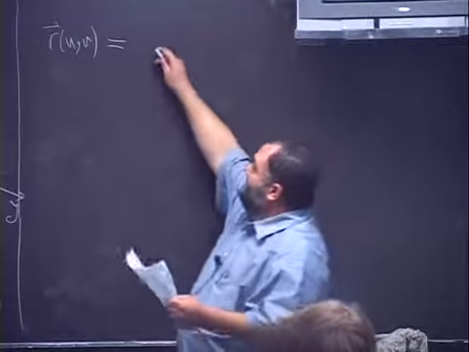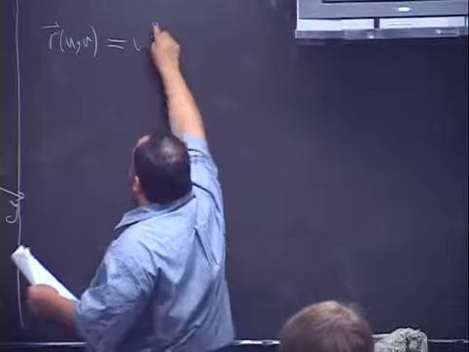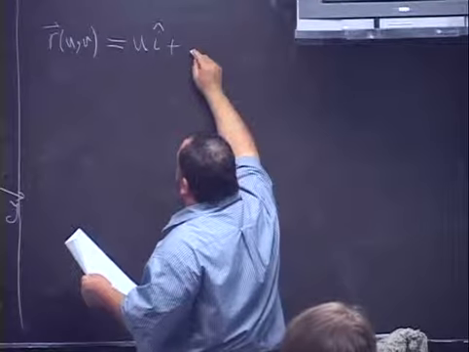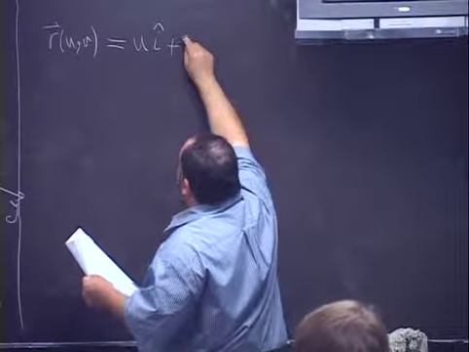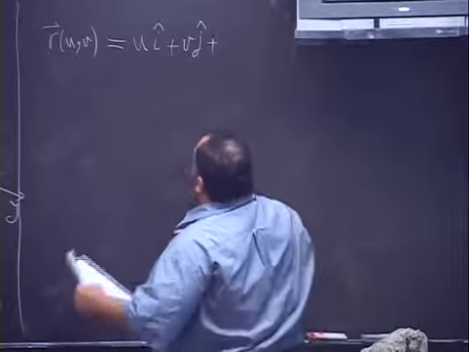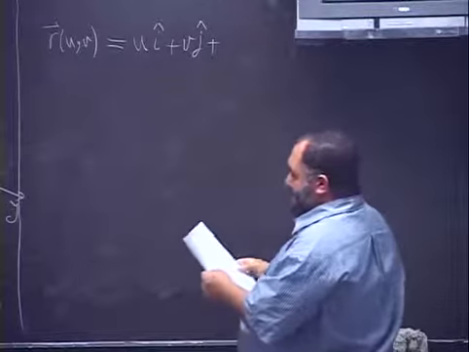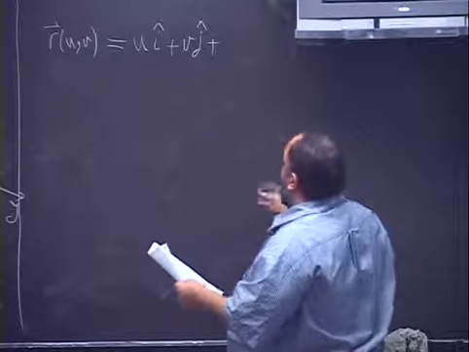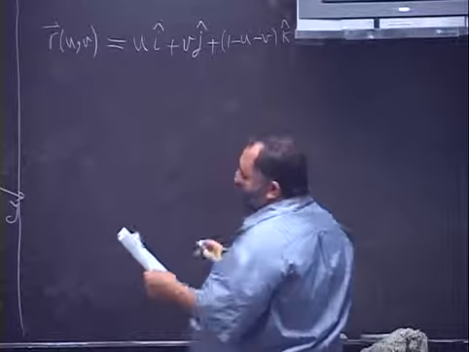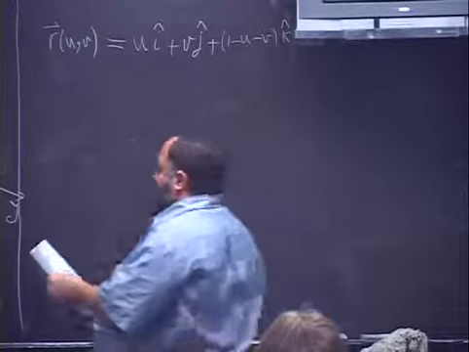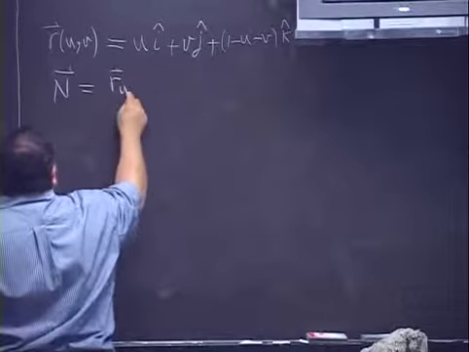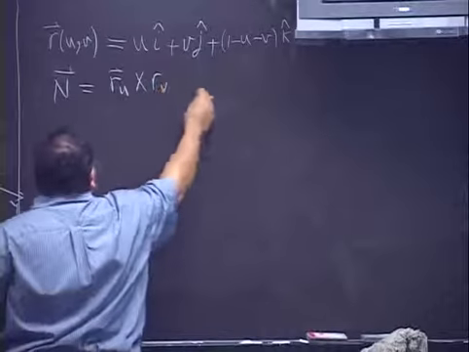So what's x? U. Yes? And what's y? V. And what's z? 1 minus u minus v in the k direction. So this is r. And what's n? It's r sub u cross r sub v.